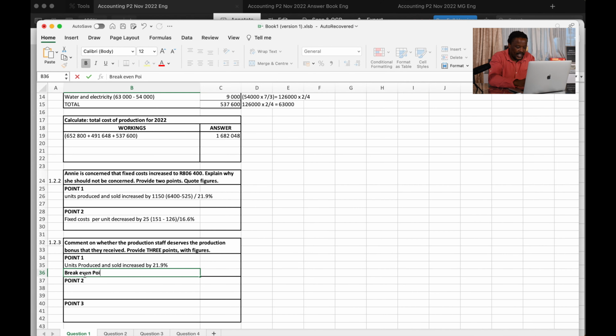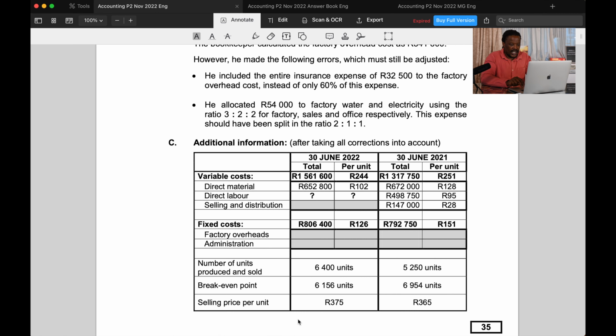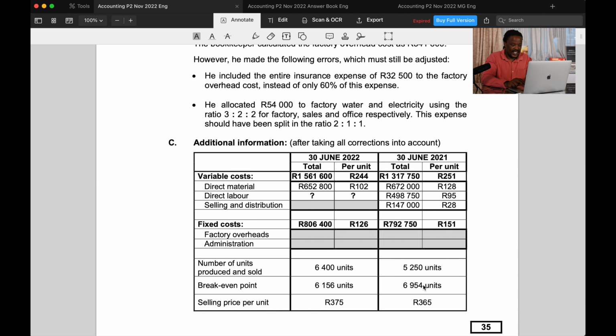Break-even point decreased by, let's look how it decreased, 6954 minus 6156, which is 798.